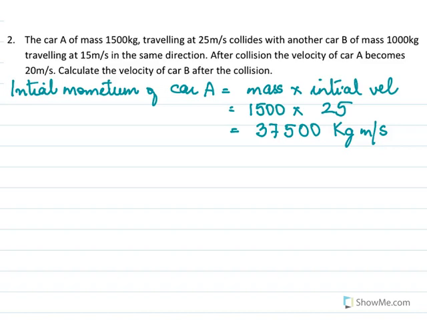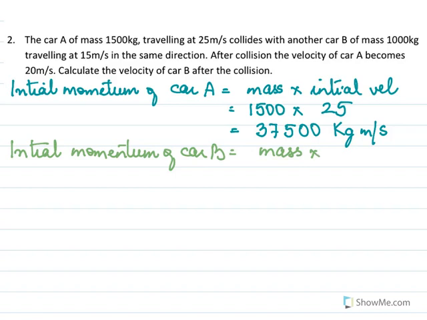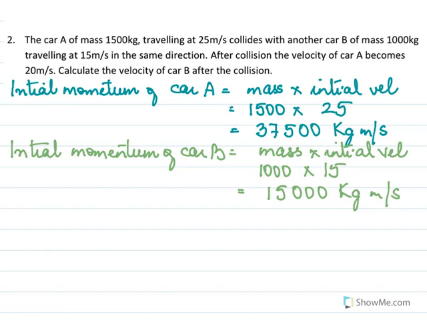Next, we will now find the initial momentum of car B, which is the mass of the car into the initial velocity. So the mass of car B we see is 1000 and the velocity is 15. So the initial momentum of car B is now 15,000 kg meter per second.